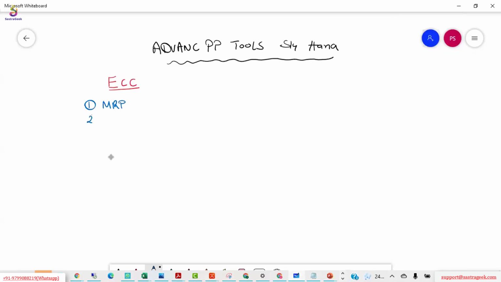Then we also use some other things. We use LTP. What is LTP? Long-term planning. Then another terminology which we also use is S&OP.